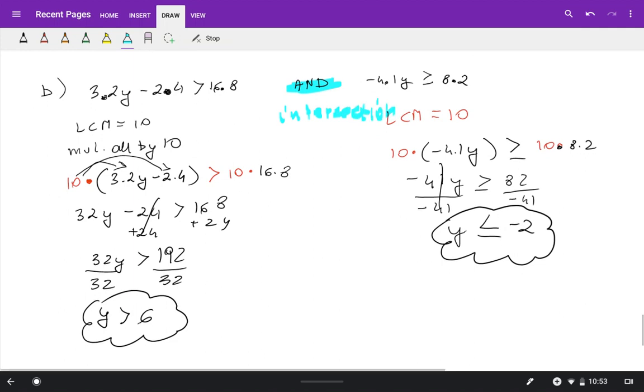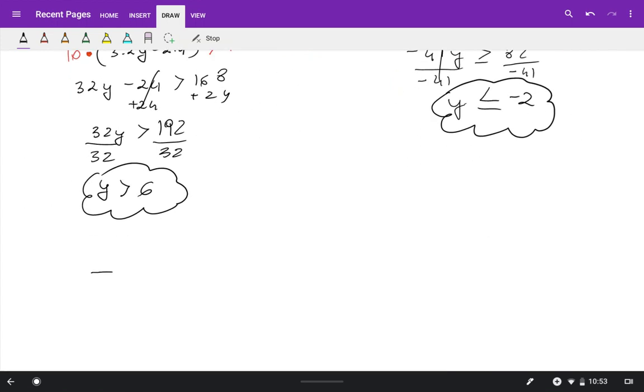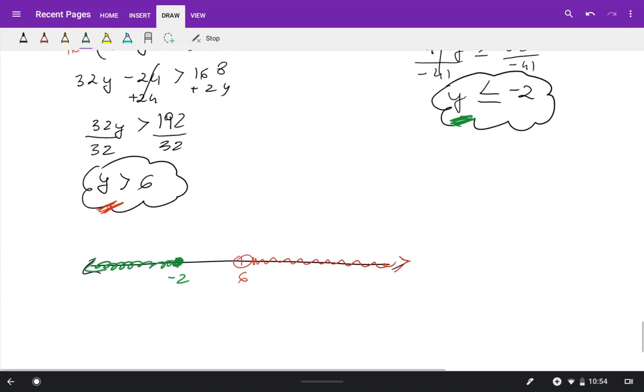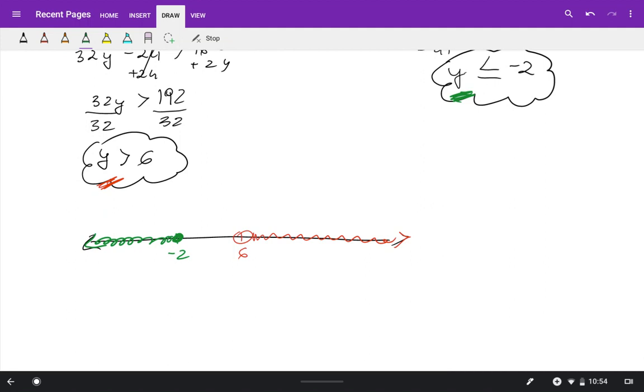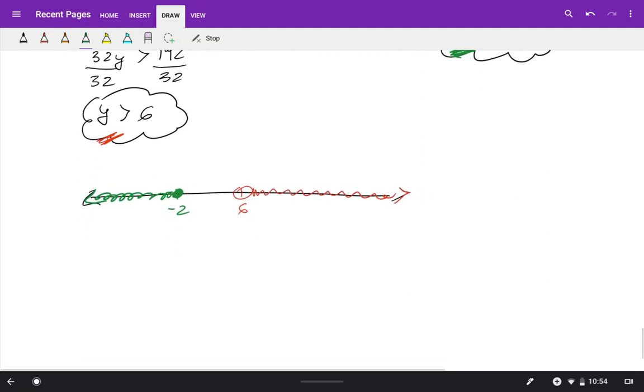So when you solve both inequalities, graph them together and look for the overlapping part. The first inequality, I'm going to graph in red, y greater than 6, everything to the right, that's what you're going to shade. And the second inequality, I will graph in green, you have y less than or equal to negative 2, so I'm shading everything to the left. And we need to find the intersection. So like you see, there is no part which overlaps, so there is no intersection.